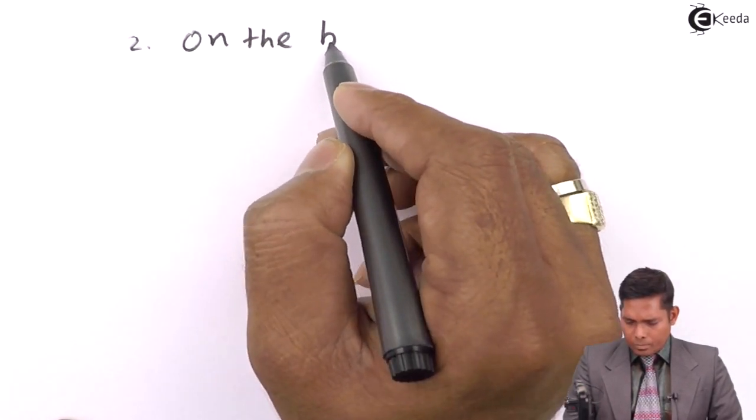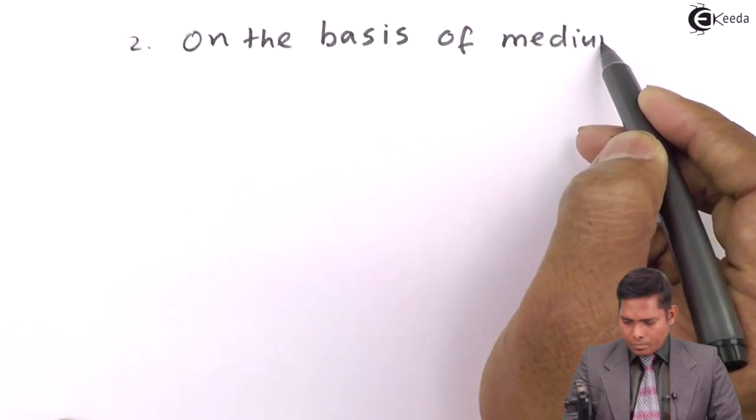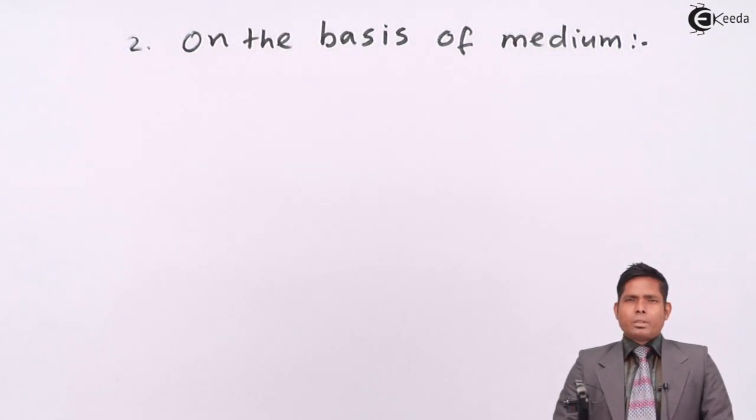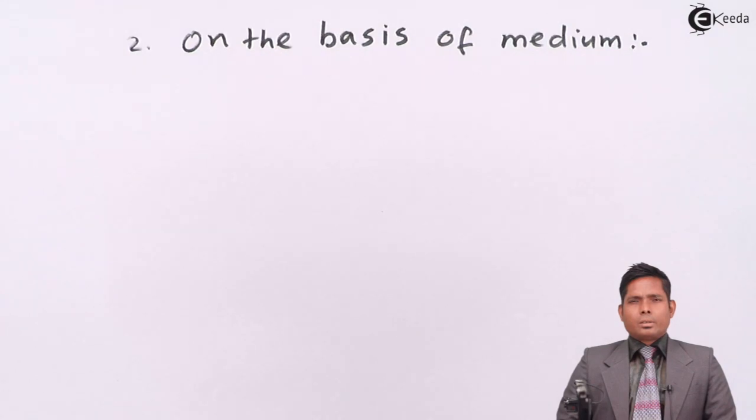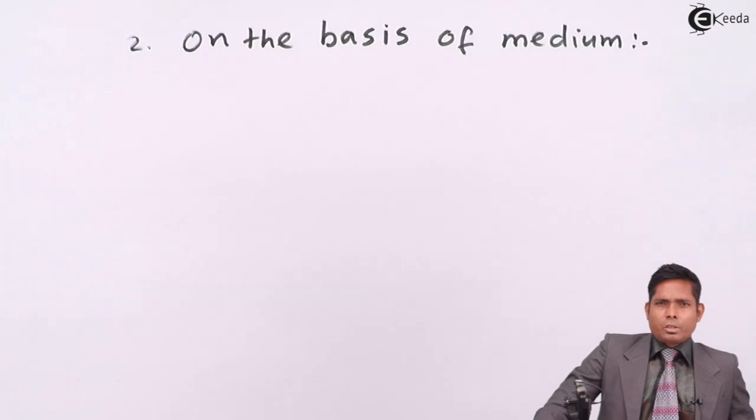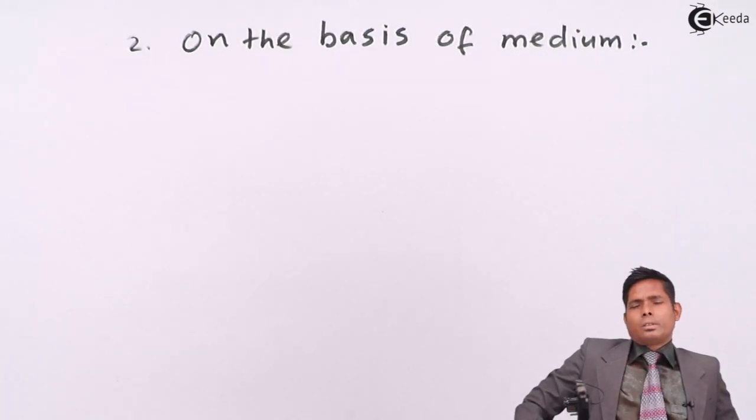Now we'll move to another type, on the basis of medium requirement. On the basis of medium: if a wave requires a material medium for its propagation, then it is called a mechanical wave. If a material medium is not necessary, if it is there, it's okay, and if it is not there, then also it's okay, then that type of wave, which does not necessarily require a material medium for its propagation, is called an electromagnetic wave or non-mechanical wave.